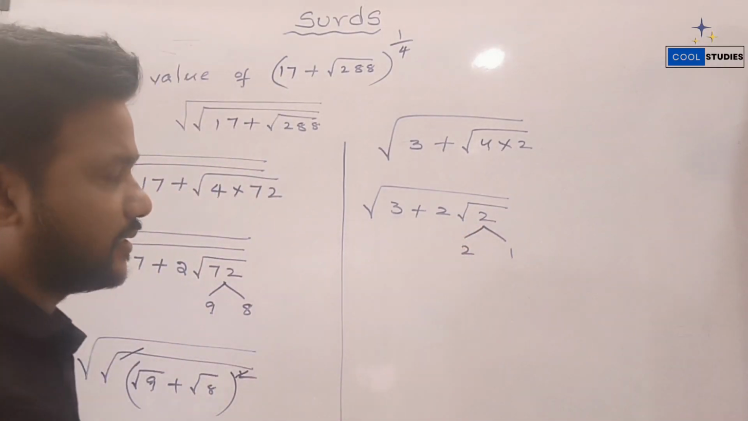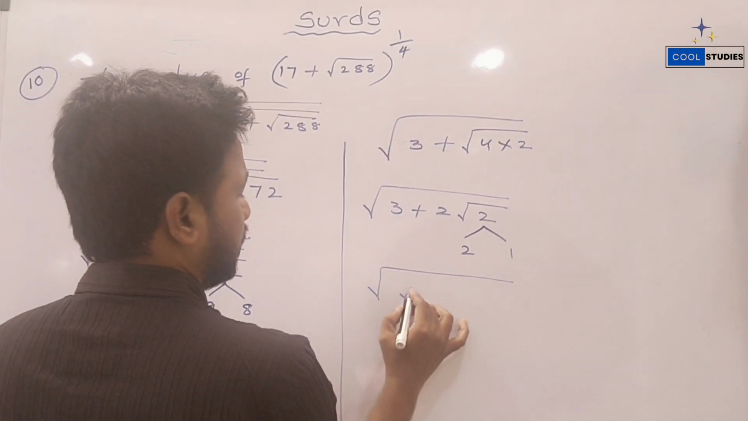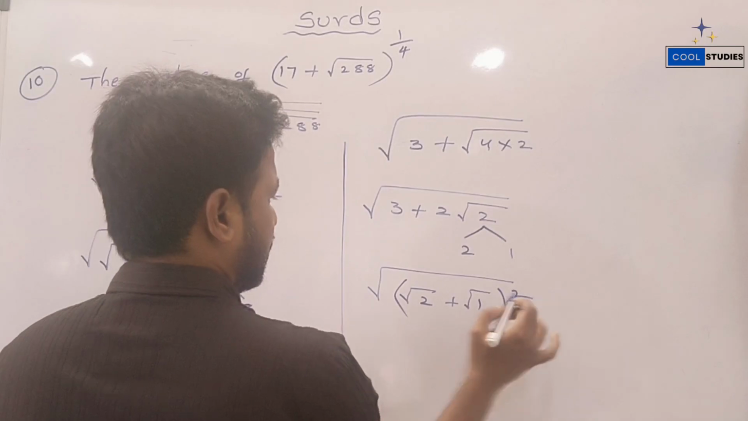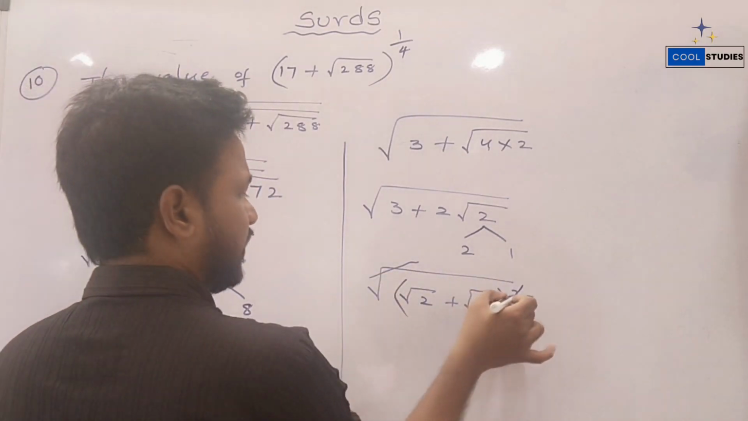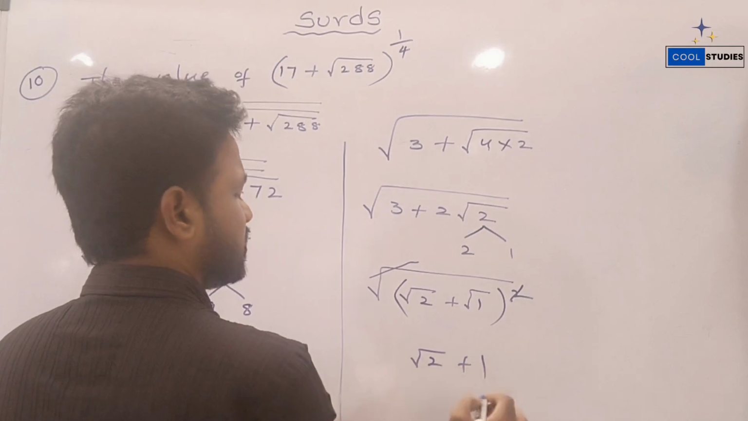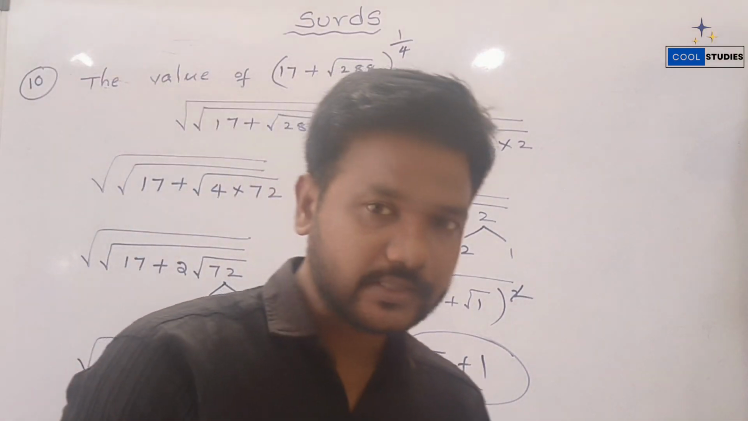Now what is the answer? Symbol is plus. So we can write root of (root 2 plus root 1) whole square. Now here the square root and square cancel. So root 2 plus root 1, where the value is 1. So we got the final answer: root 2 plus 1 is the answer.